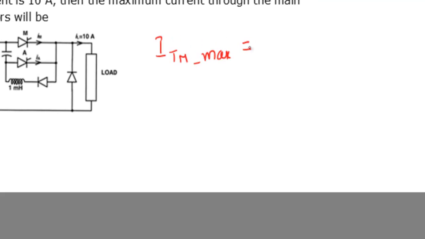So that is equal to I naught plus IC max. Okay, and how to calculate the IC max? IC max is nothing but initial voltage across the capacitor, that is nothing but source voltage, 200 in this case, into root of C by L.